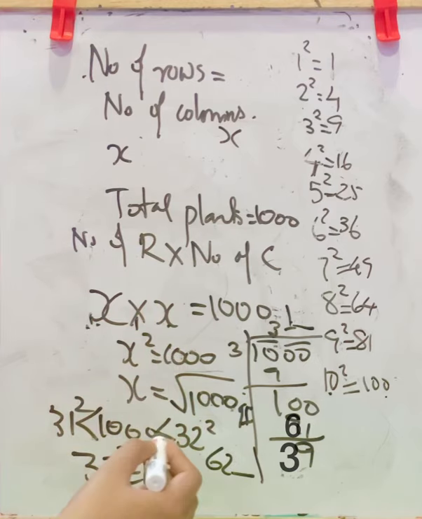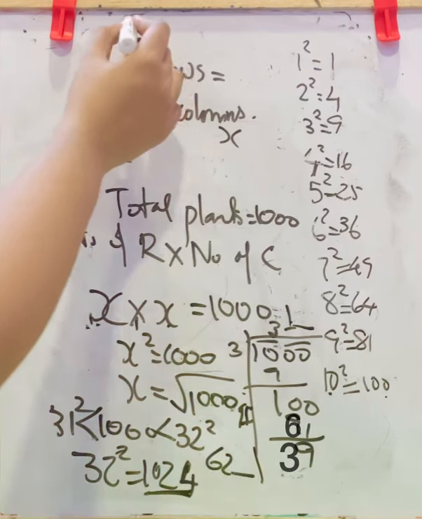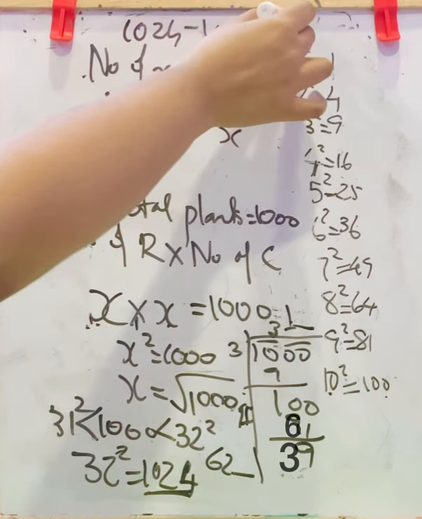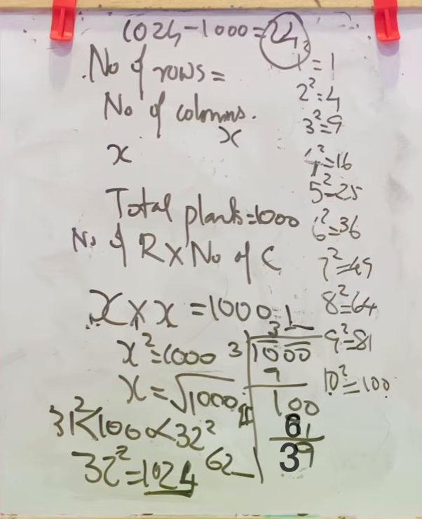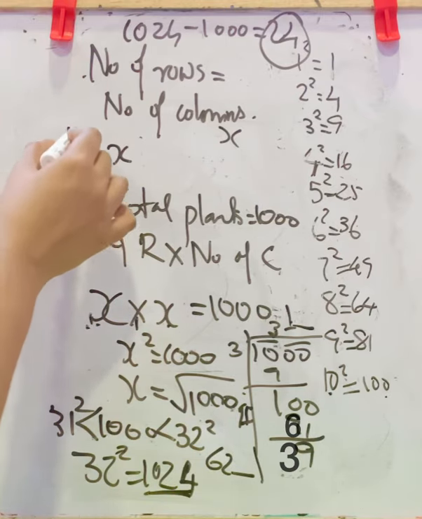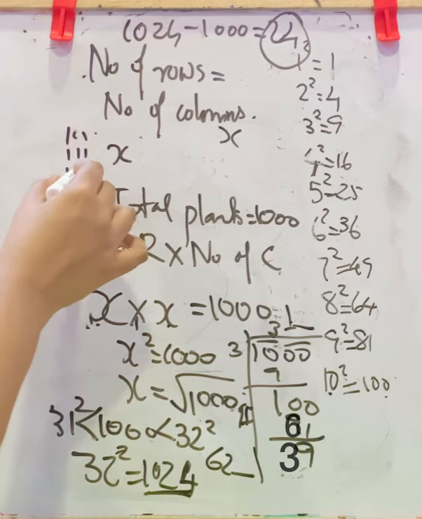So what is their difference? That is 1024 minus 1000 equal to 24. How many plants he need more to make it a perfect square? 24 plants he needs. Then only he can plant number of rows and number of columns equal.